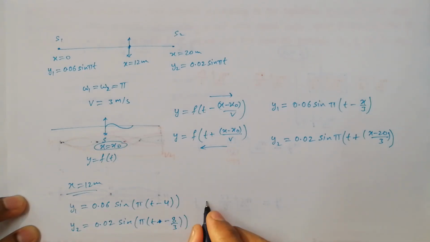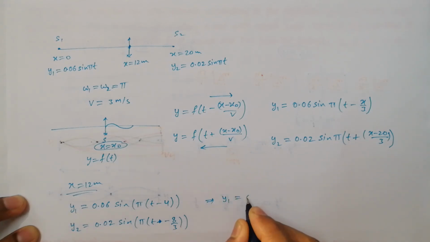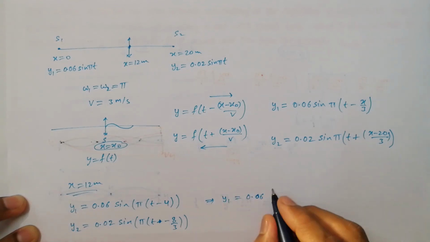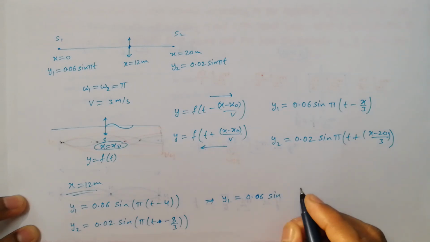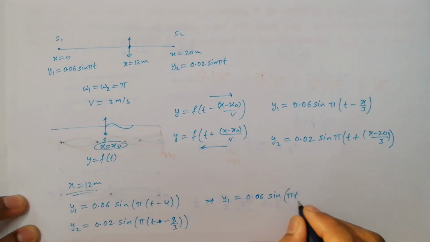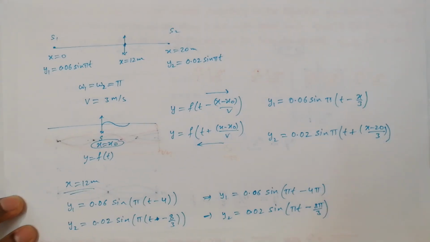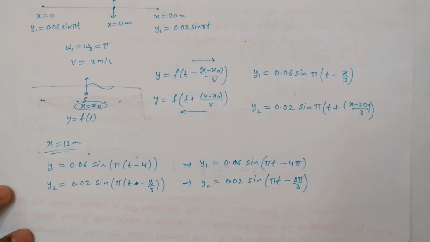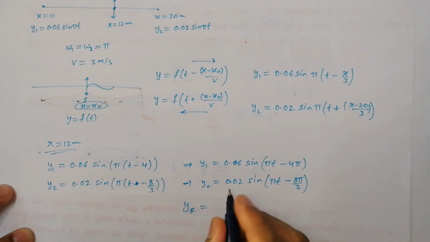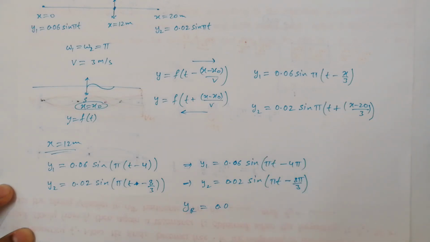So if I expand this, y1 will be 0.06 sine pi t minus 4 pi, and y2 will be 0.02 sine pi t minus 8 pi by 3. Okay, so from these two, if I write these values, then y resultant at that point will be y1 plus y2.